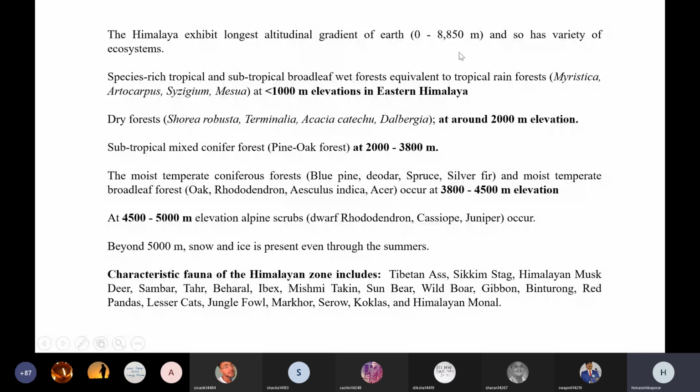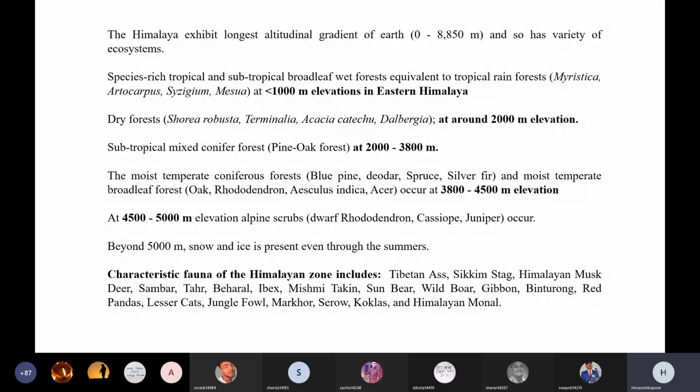जब इतना altitude का variation है, तो obviously there will be a variation in the ecosystem. So there will be a variety of ecosystems present in the Himalayan region. Since we will have a variety of ecosystems, we will have a variety of plants and animals which make up these ecosystems.